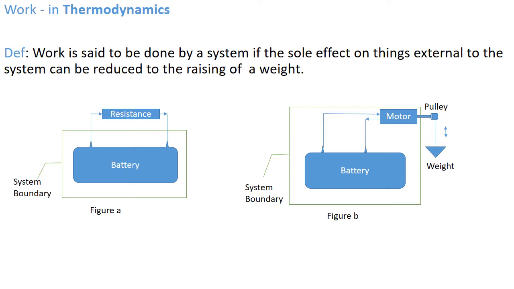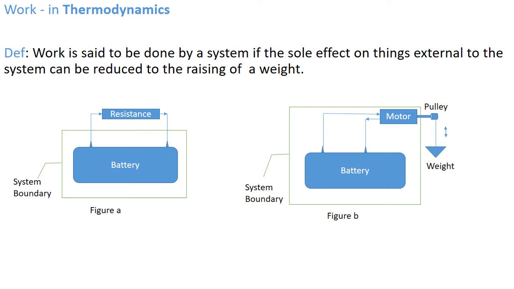Work is said to be done by a system if the sole effect on things external to the system, that is the surroundings, can be reduced to the raising of a weight. According to this definition, the weight may not actually be raised, but the net effect external to the system should be the raising of a weight. Therefore, in thermodynamics, the definition of work is more general than it was in mechanics.